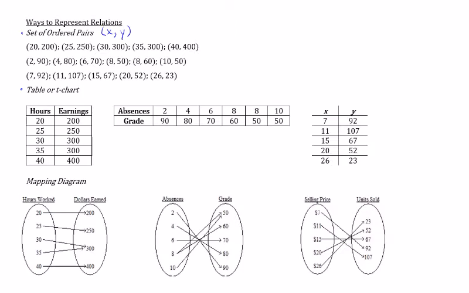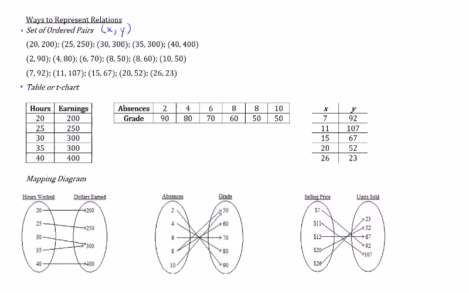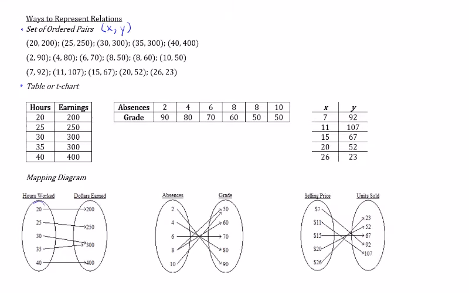So a mapping diagram you may or may not have seen before, but that's where you have your inputs on one side, your outputs on the other. Then you have arrows that go from each input to its corresponding output. So 20 corresponds with 200, right? 25 corresponds with 250 and so forth, right? 35 is the input that outputs 300.